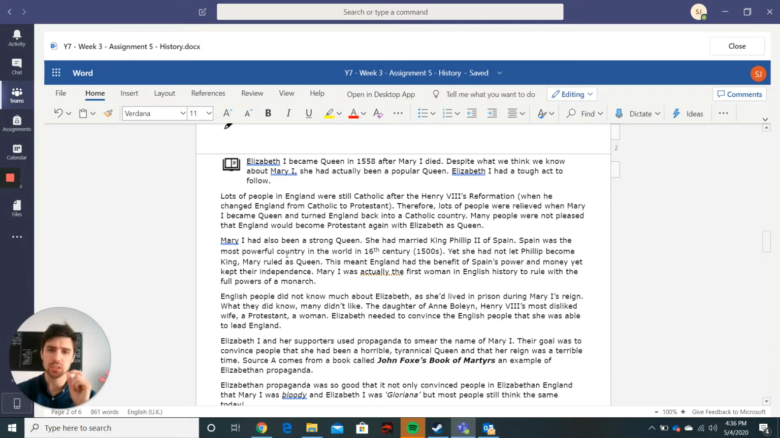Mary I was actually the first woman in English history to rule with the full powers of a monarch. No other women had done that before. She, at that point, was the most powerful British woman in our history.